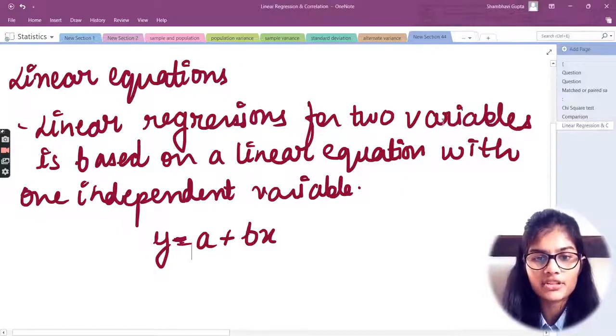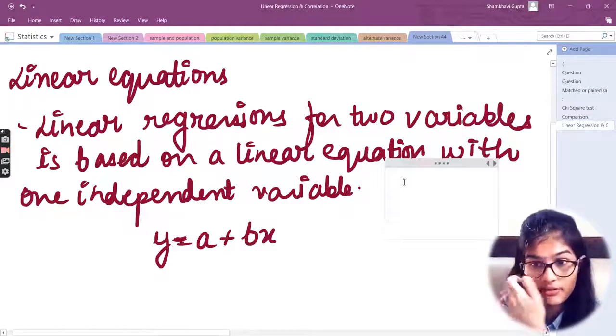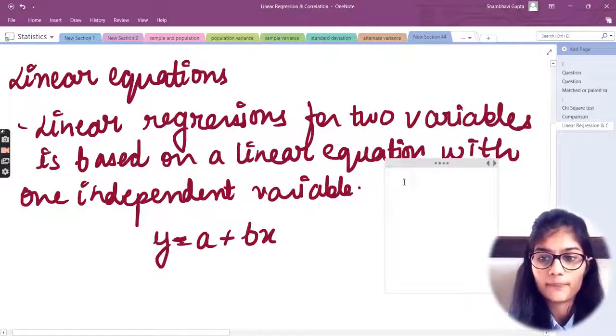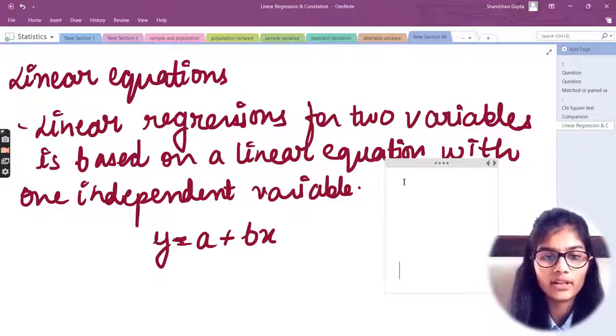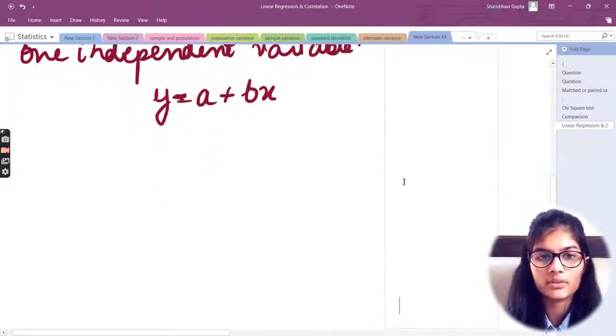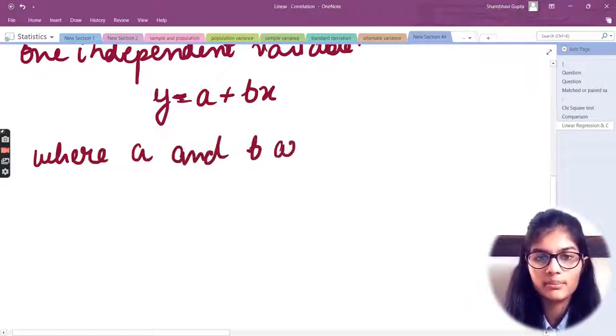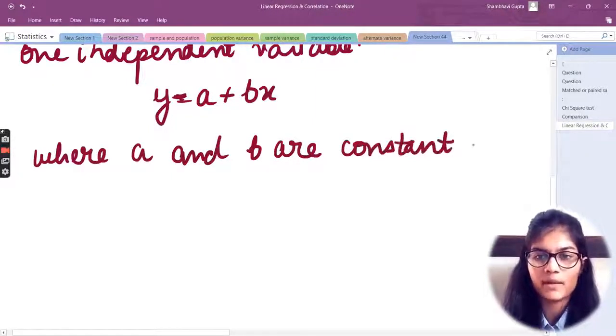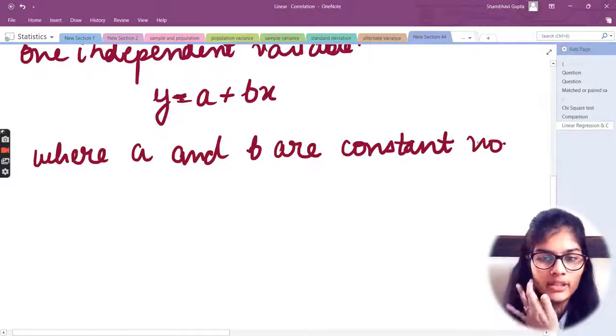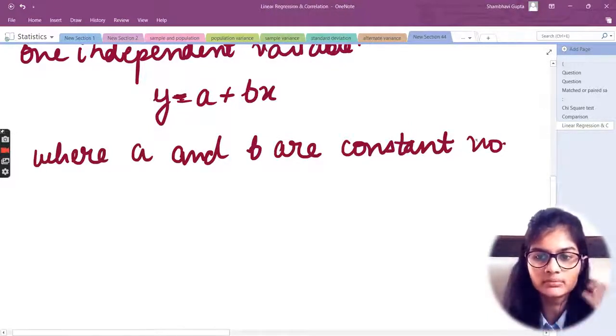Now let me get some space to write here. Next I will look at the values of a and b that I have here. I can simply write that a and b are constant numbers, the constant numbers which we have. That is a and b.